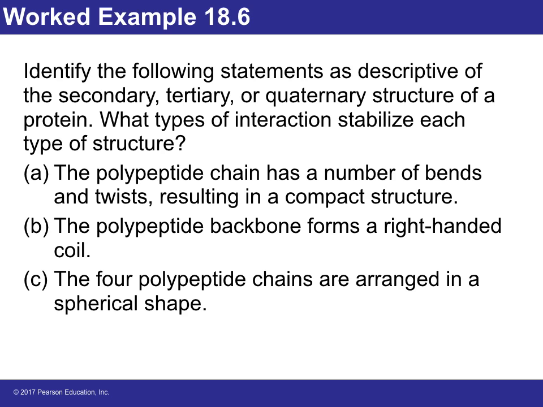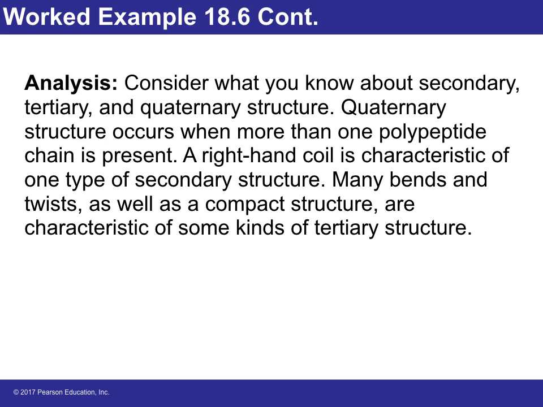First one, A: the polypeptide chain has a number of bends and twists, making a compact structure. B: the polypeptide backbone forms a right-handed coil. And C: 4 polypeptide chains are arranged in a spherical shape. So when you look at those, you need to first consider what you know about secondary, tertiary, and quaternary structure. Quaternary structure is when you have more than 1 polypeptide chain present. A right-handed coil is characteristic of one type of secondary structure. Many bends and twists, a compact structure, are characteristic of some kind of tertiary structure.